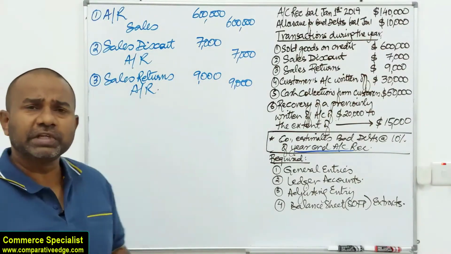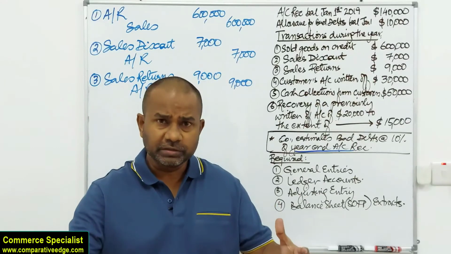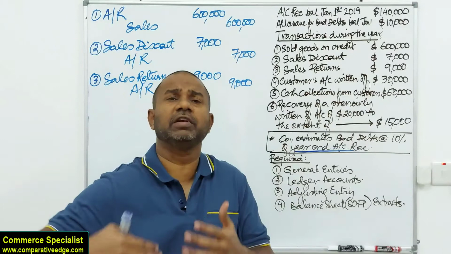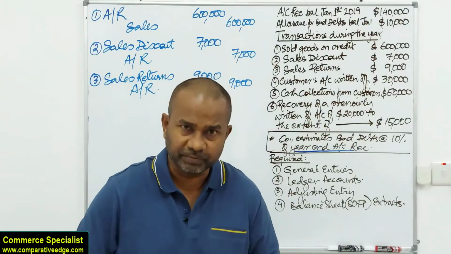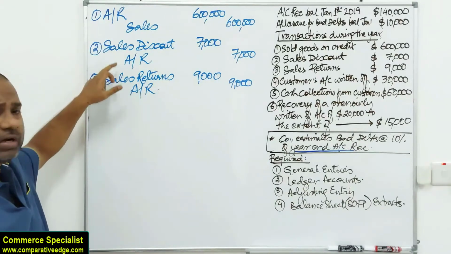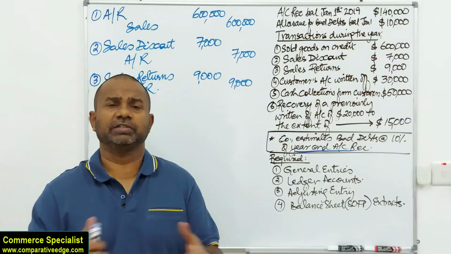Now another name used for sales return is return inwards. Returns inwards, coming in, that means customers are returning it. When we return, it's return outward, or we call it purchase returns. So what you need to remember is whether it be a sales return or a sale discount, account receivable is credited. That reduces your receivable.